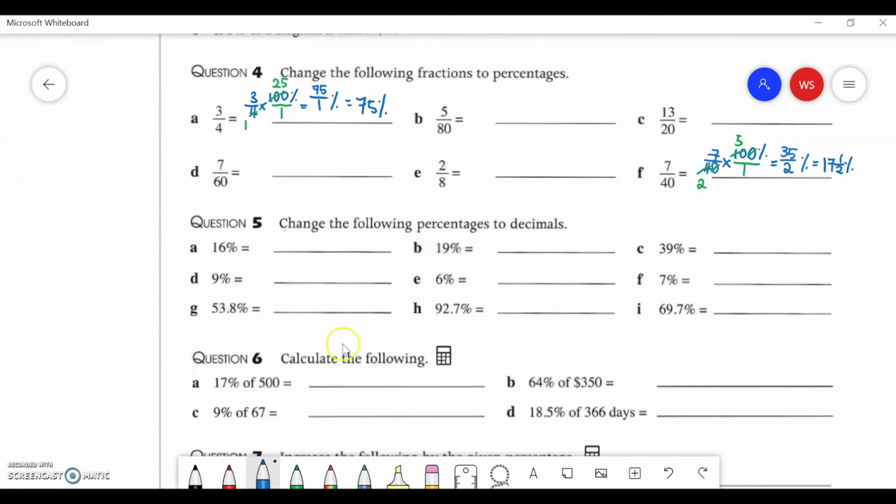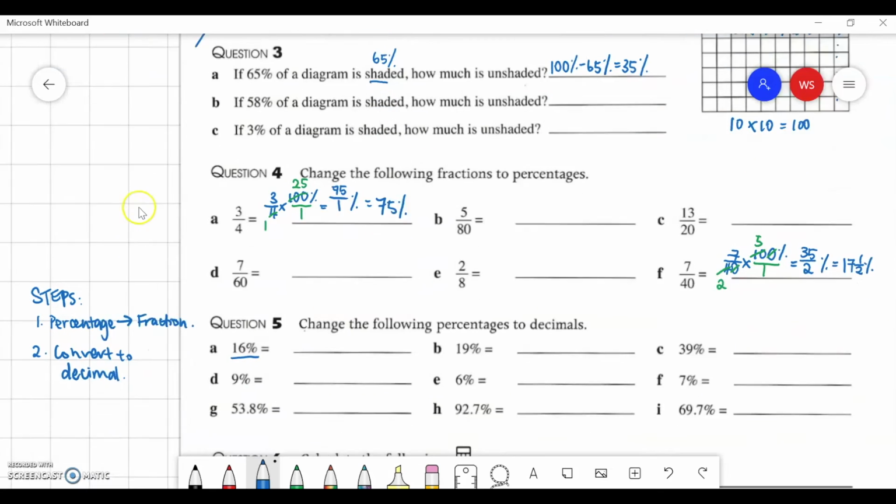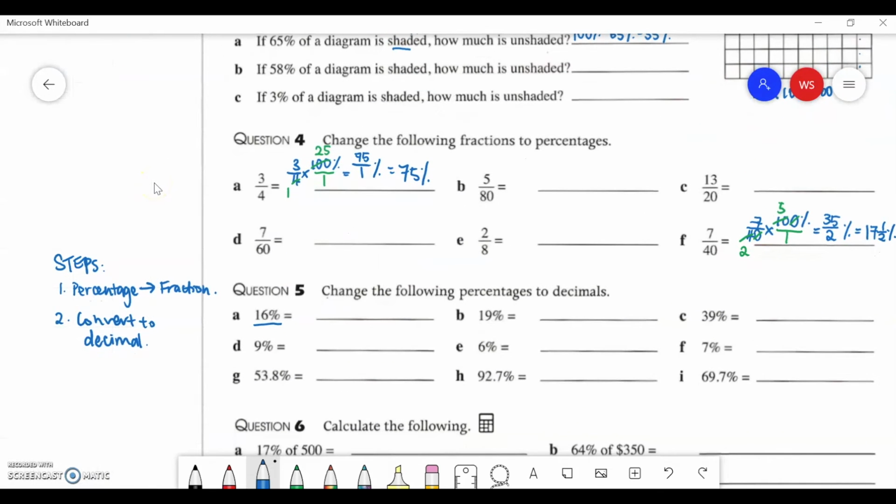Question 5. Change the following percentages to decimals. So as we recall previously, first step, you need to convert your percentage into a fraction. Then after that, convert to decimal. Now, looking at 16% for your first question. If we recall earlier, percentage to fraction, we will have to divide by 100. So all you are doing is putting the same number of your percentage into your numerator, dividing by 100.